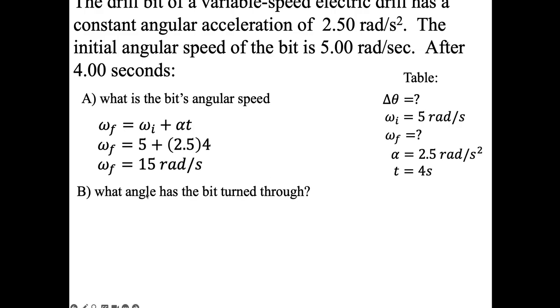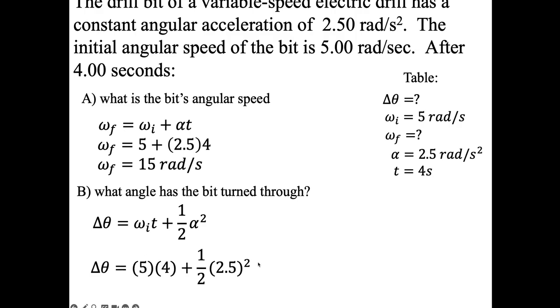So for this next one, what angle has the bit turned through? Again, I can pick any kinematic equation as long as it has the delta theta in it. I like this one a lot. So here's my change in angular displacement. I substitute in the values I have and run this into the calculator. This is going to turn through 23.1 radians, and this unit is wrong, not radians per second squared.